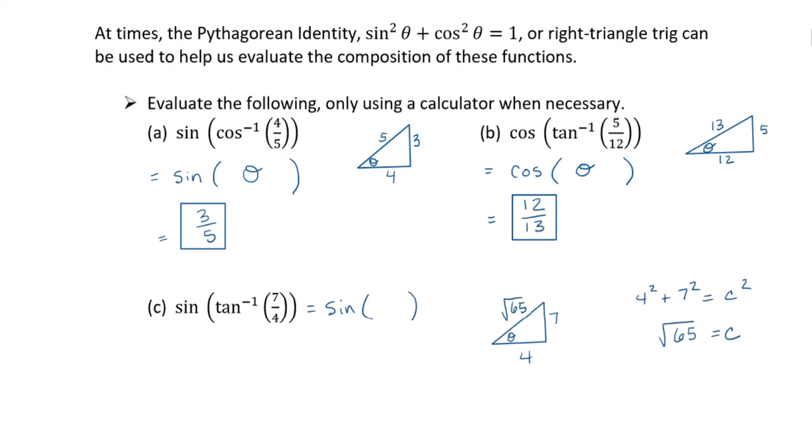So whatever the inverse tangent of 7/4 is gives me some angle theta, but the sine of that theta is the opposite over the hypotenuse, 7 over the square root of 65. Most likely you'll need to rationalize the denominator. So we'll have 7 square root of 65 over 65 as our final answer.